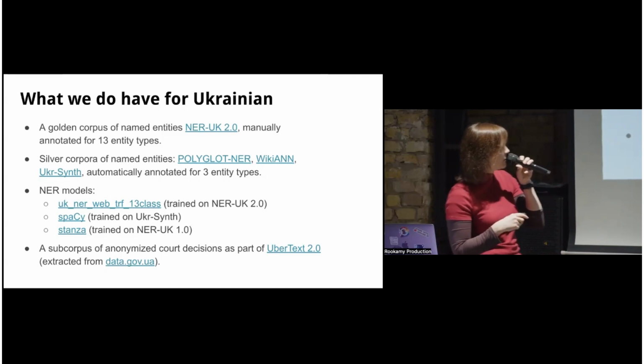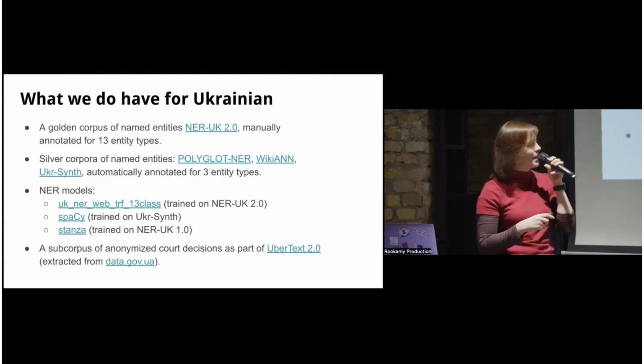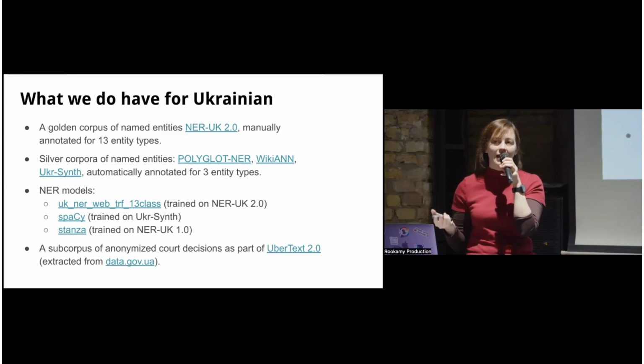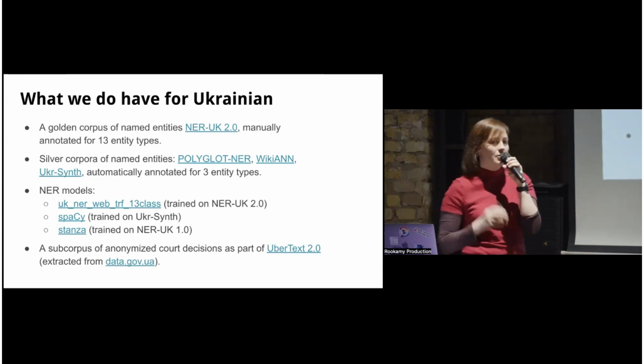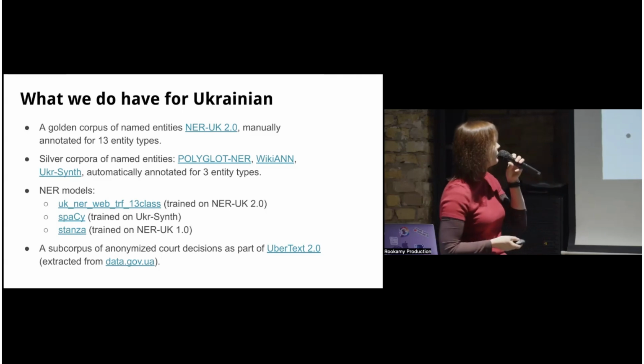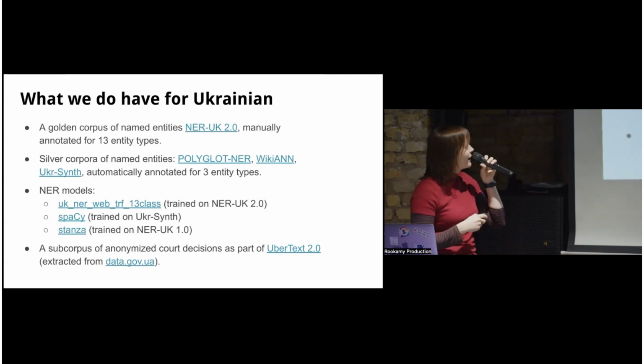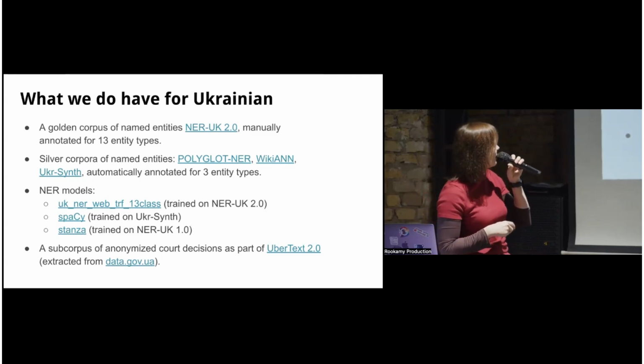They are automatically annotated and only for 3 entity types. So this is just person, organization, and location, which is not super useful, but there's a lot of data. So it may be useful for some experiments. We also have at least 3 NER models. I think there's a 4th one, the Flair one, that I didn't mention here.